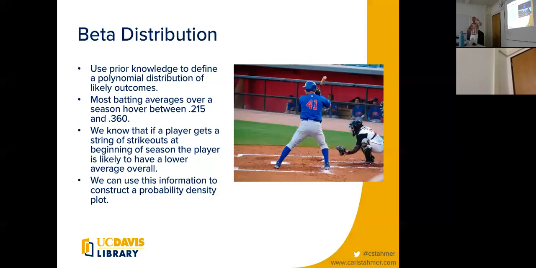I say, does this look like a strikeout trend? Okay, now I've got some math. I'm going to play closer to .215, not close to that range, right? So that prior knowledge really helps you actually make longer-term predictions. Does that make sense to everybody?